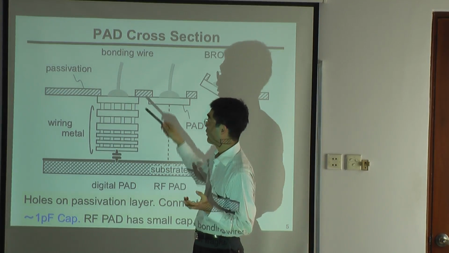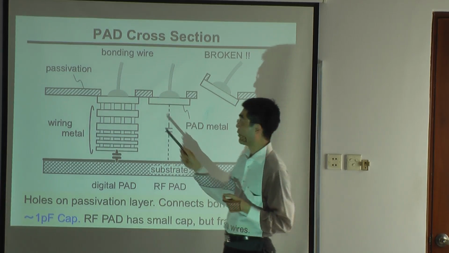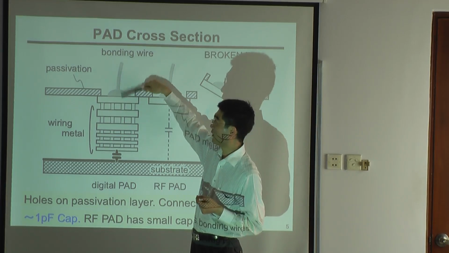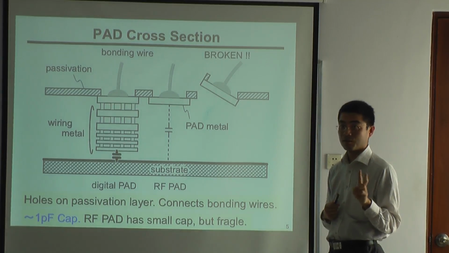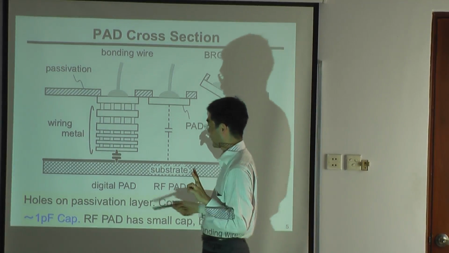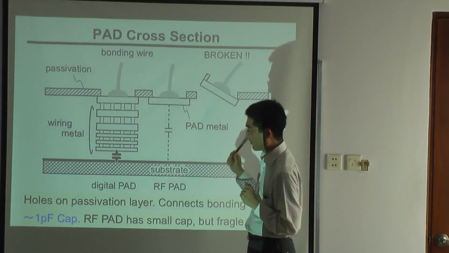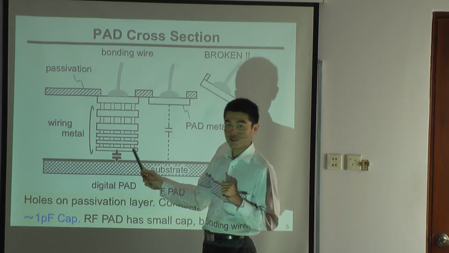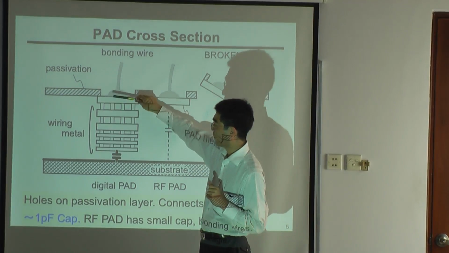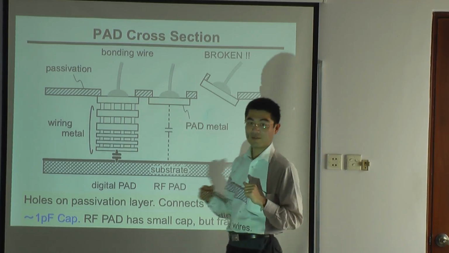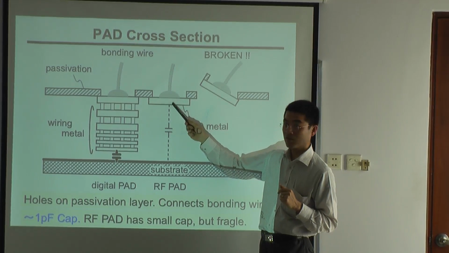And the communication usually goes through the bonding wire, which is usually composed of gold wire. We use gold. And there are two kinds of pads: the digital pad and the RF pad. In most cases we use the digital pad. The digital pad uses all the metal layers like this. On the other hand, RF pads use only the topmost metal layers.